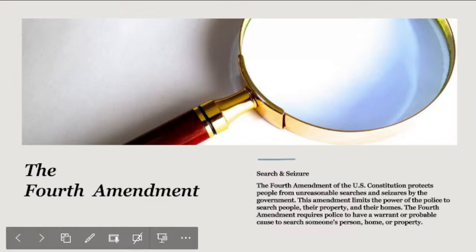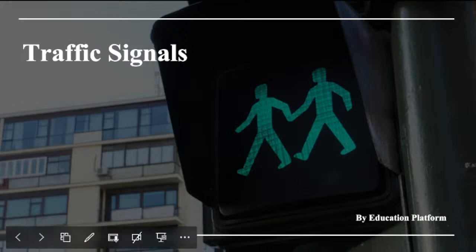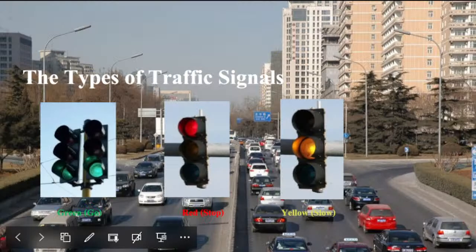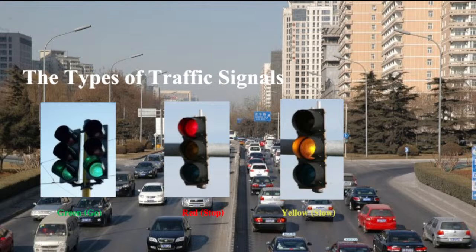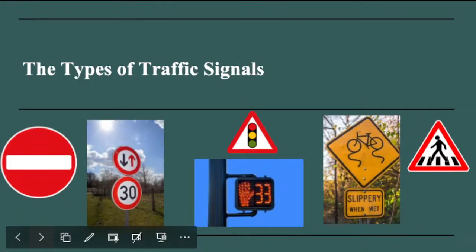Now, next are traffic signals. Traffic signals are the kinds of signals that are used while you're on the road. Many drivers should be aware of all the traffic signals around them, such as traffic lights. Red means stop, green means go, and yellow means slow down with caution. There are also some pedestrian signals, some special flashing signals, and some speed limit signals.